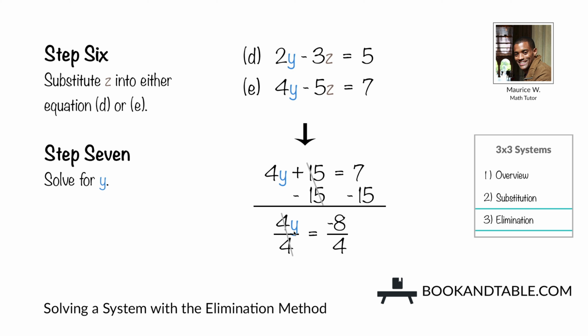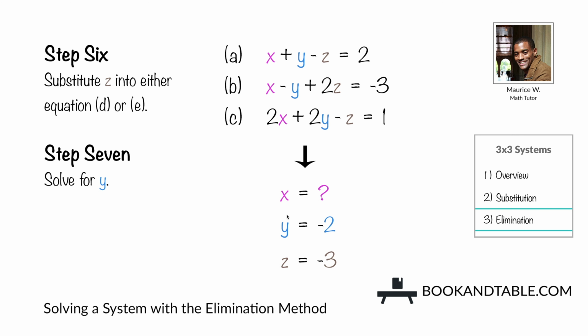Again, showing us that y is equal to negative 8 divided by 4, which would be negative 2. So we have y is negative 2 and z is negative 3. So now we can solve for x. So step 8, plug y and z into equation A, B, or C, and then solve for x.